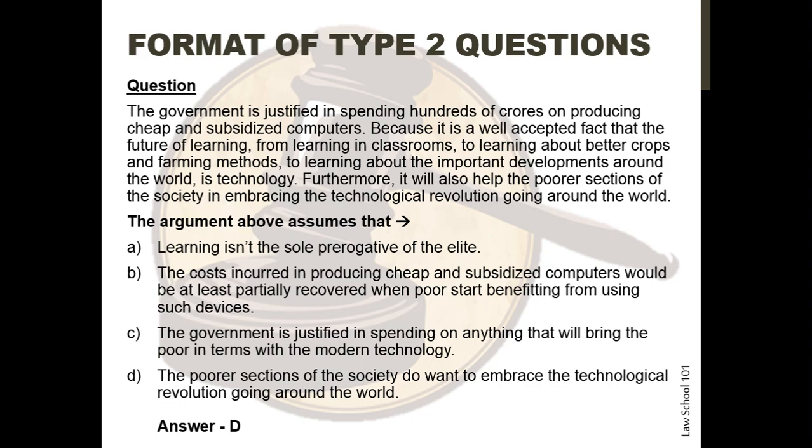Fourth, the poorer sections of the society do want to embrace the technological revolution going around the world. The main reasoning backing the premise is that the poorer sections will get to embrace the technological revolution going around the world. For this reasoning to hold ground, it is absolutely essential that the poorer sections are interested in embracing the technological revolution around the world. Thus, the fourth assumption is a valid assumption. Hence, the correct answer is D.